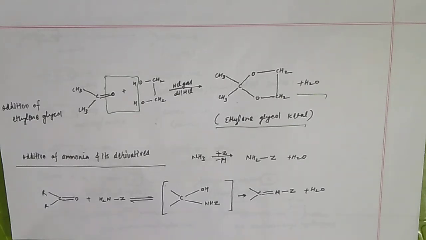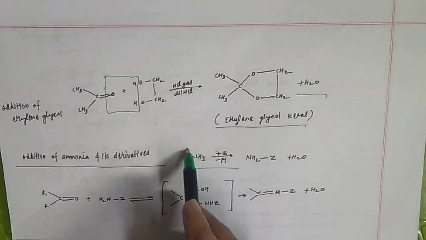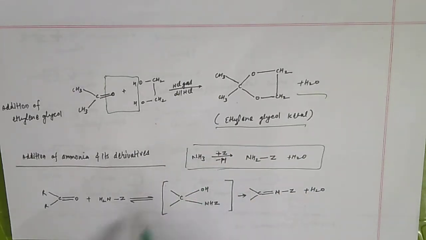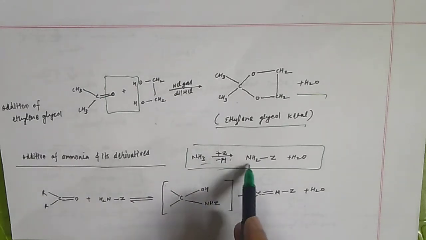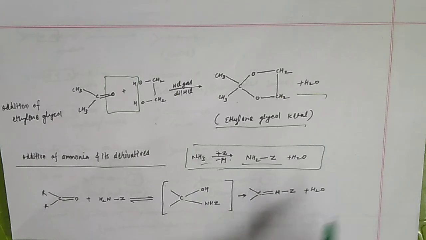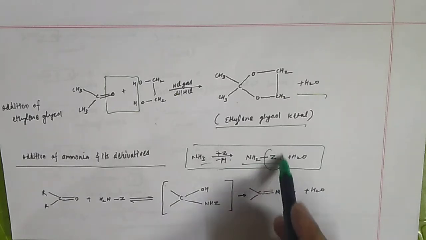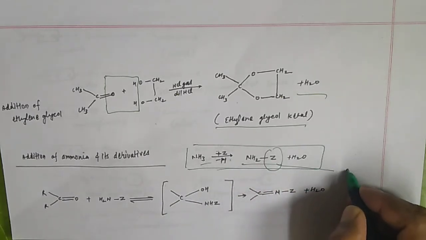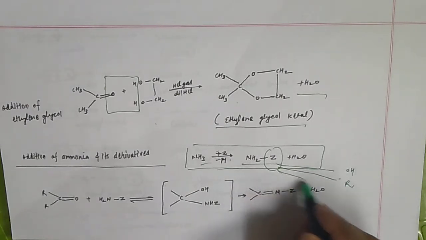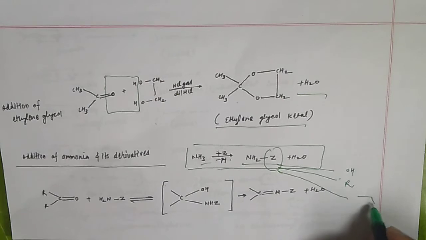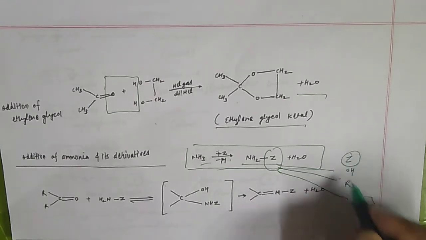Now addition of ammonia and its derivatives. Ammonia derivatives are formed by replacing a hydrogen. If you replace one hydrogen by a Z group, it will give NH2Z. Now the Z group can be anything. Z can be an OH group, or an R group, or a phenyl group. Any group is possible with Z. So these are the Z values.